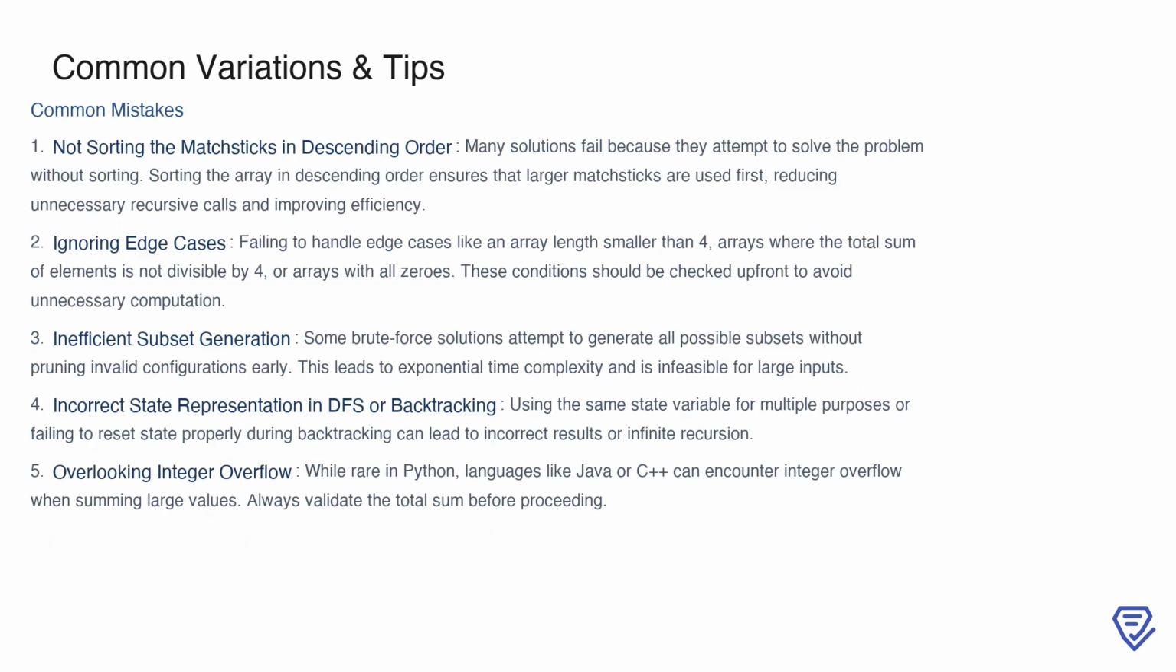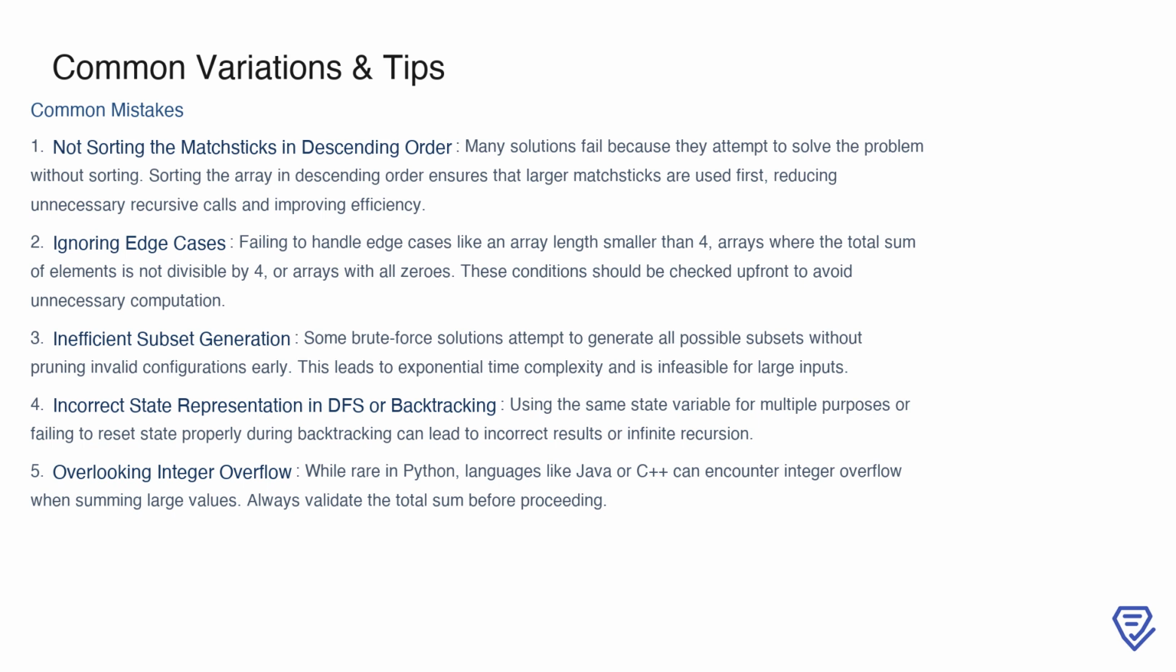When solving the matchsticks to square problem, there are several common mistakes that can lead to inefficiencies or incorrect solutions. First, not sorting the matchsticks in descending order is a frequent pitfall. By sorting the matchsticks from largest to smallest, you ensure that the larger sticks are placed first, which reduces unnecessary recursive calls and makes the algorithm more efficient.